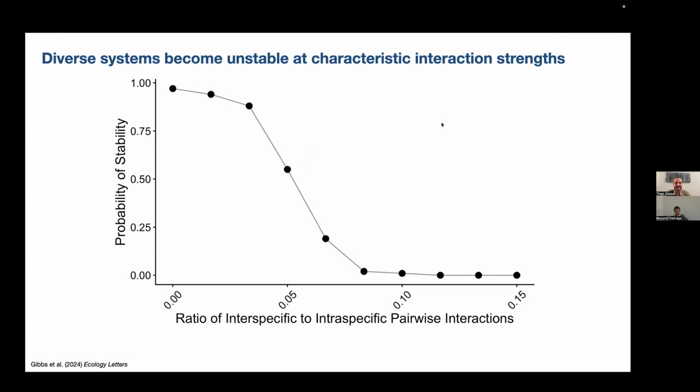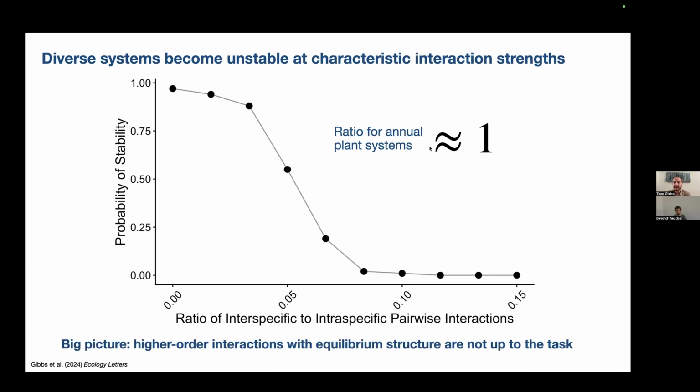Okay, so this system becomes unstable at a characteristic ratio that, of course, is meaningless as an absolute number. But just to give you a sense, the ratio for annual plant systems, where we can actually measure all of the pairwise interactions, is approximately 1. It, of course, depends on exactly how you do the measurements or exactly which species are involved. But this suggests that these kinds of higher order interactions are still not up to the task of stabilizing diversity, right? Just introducing these kinds of equilibrium constraints is not enough to give you stable, diverse coexistence via higher order interactions.